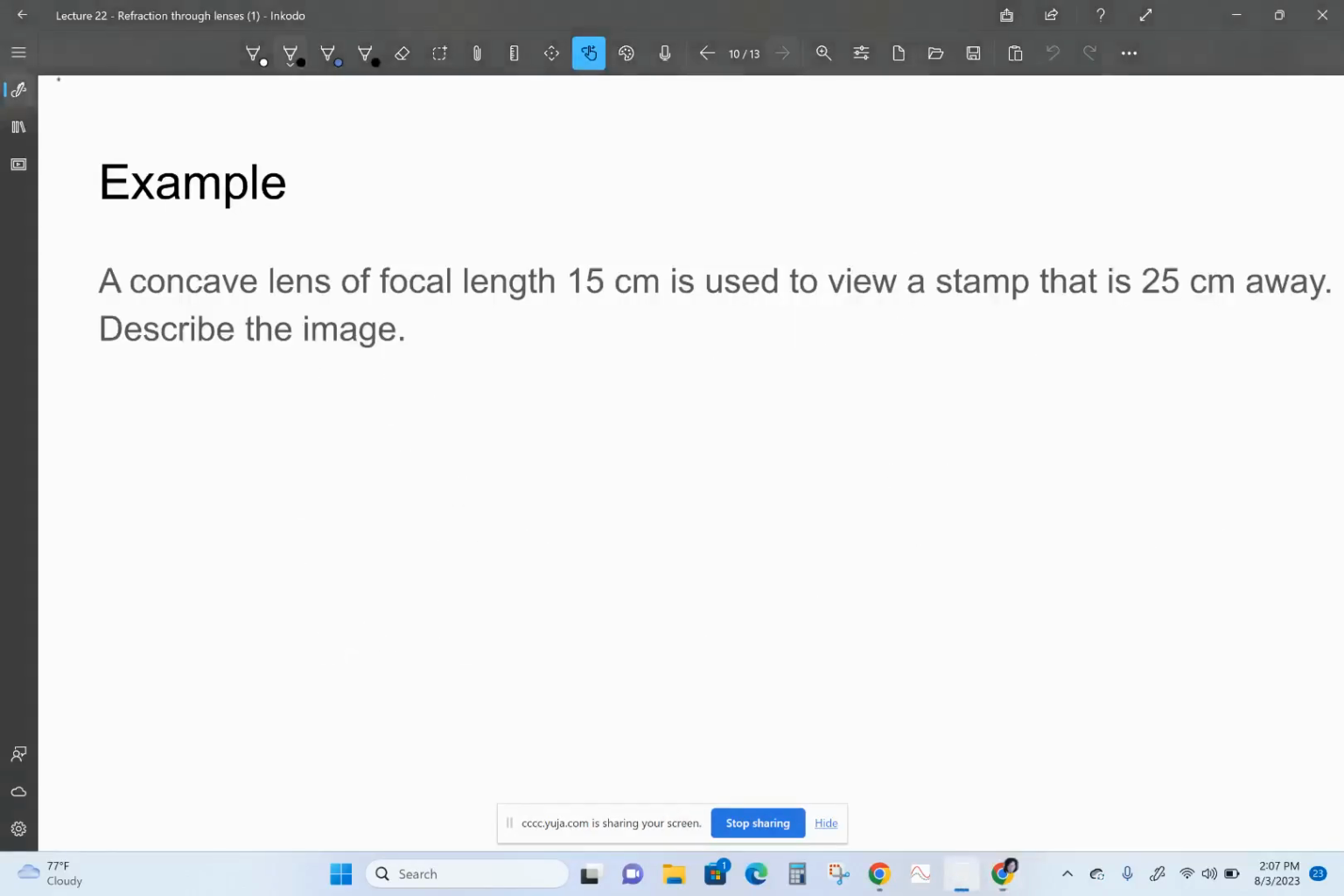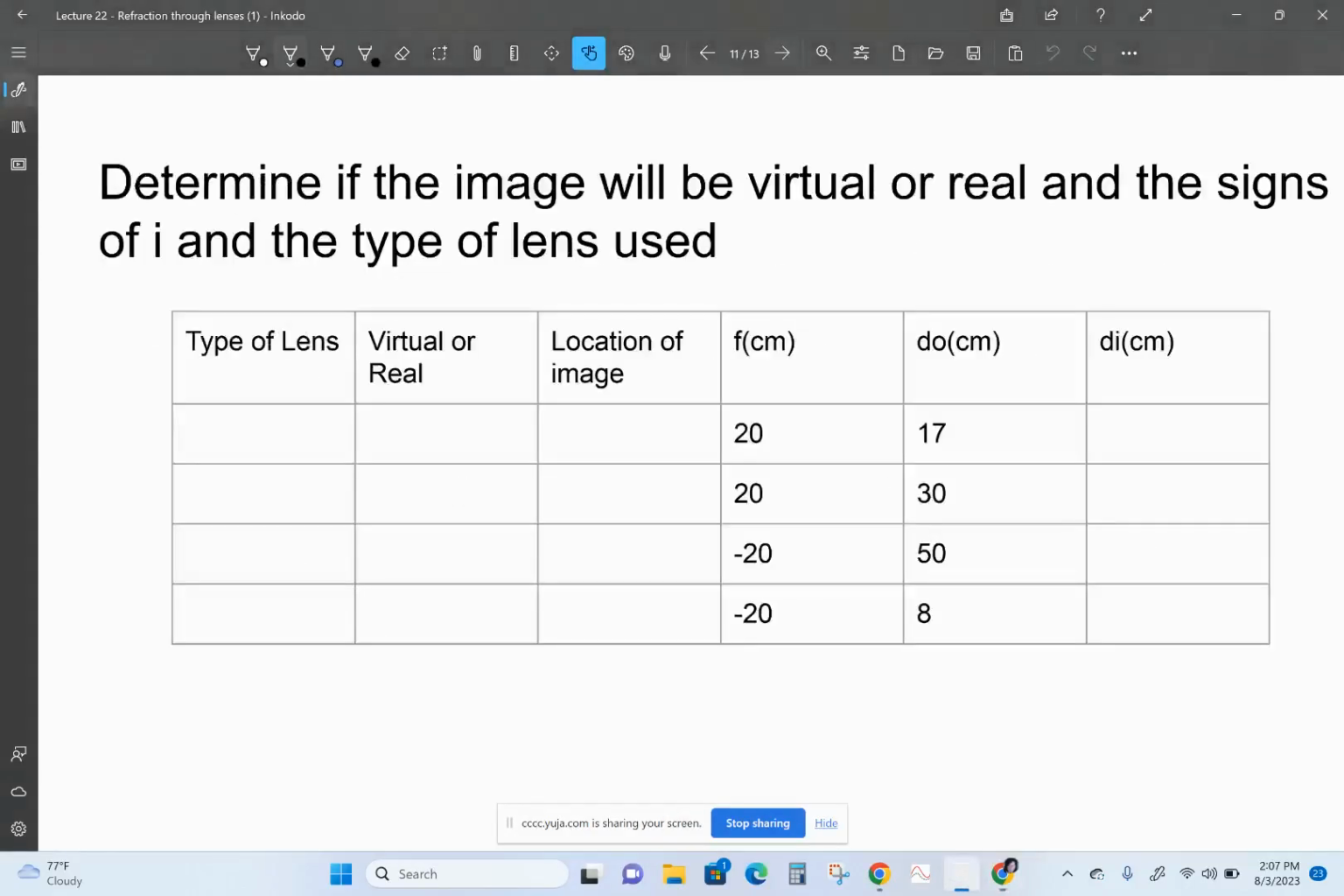All right. So let's just summarize what we know. First of all, we know that just by looking at F, we can tell what kind of lens it is, right? If it's a positive F, it converges light, so it's convex. If it's negative, it diverges light, and so it's concave.